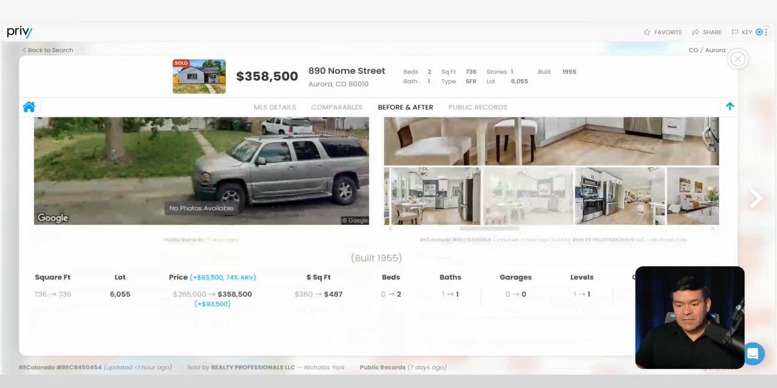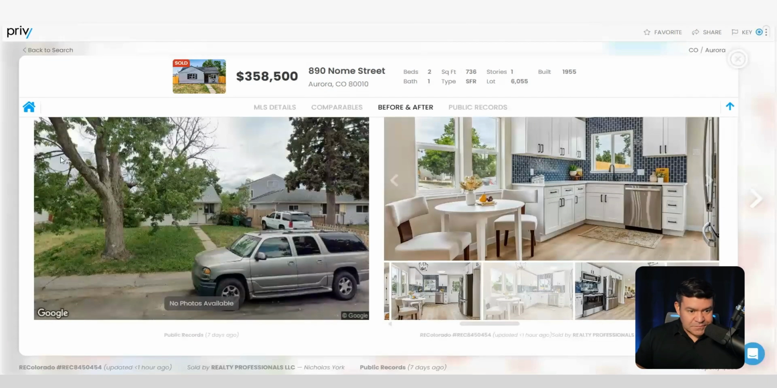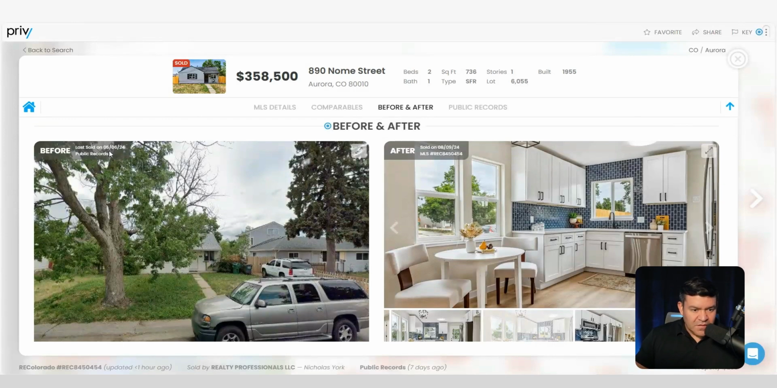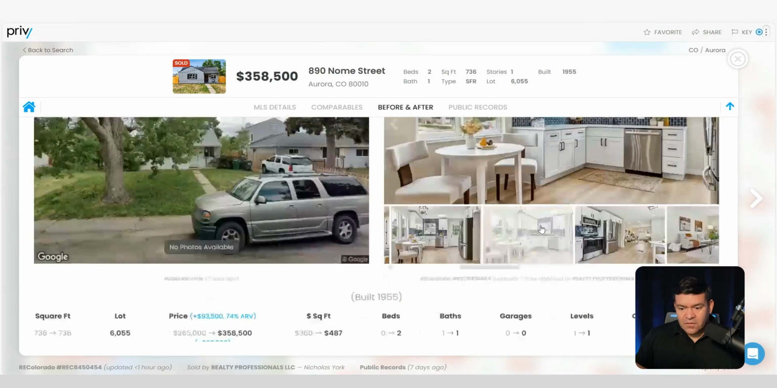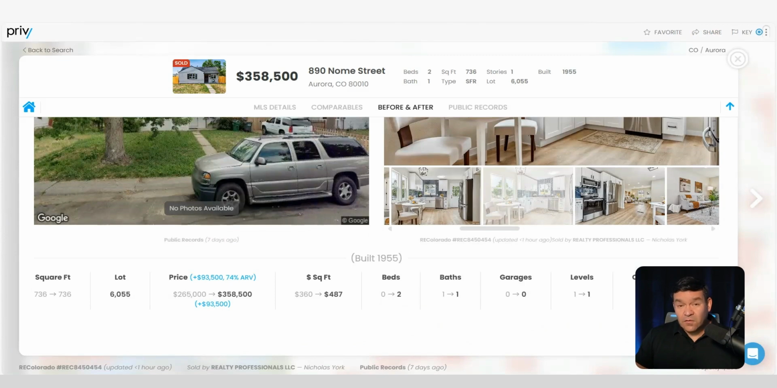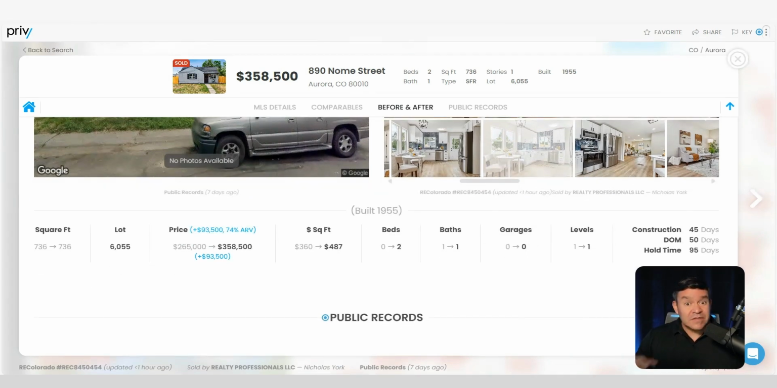And then you can see the timelines right here. So this was purchased on 5/6/24, and then it sold 8/9/24. So really quick turnaround, only 45 days under construction, 50 days of marketing for a total of 95 days total hold time. So really, again, starting to understand what's happening on the ground here.